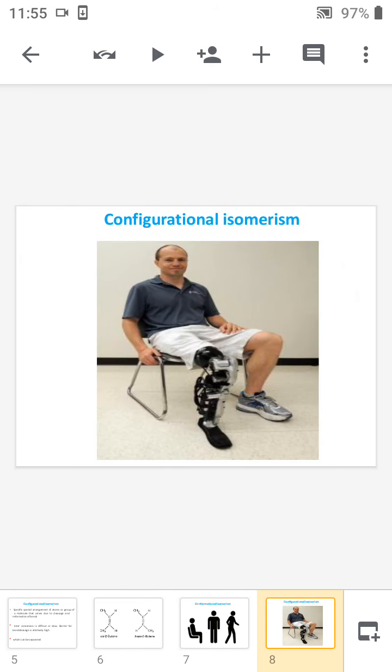And while we are discussing configuration, see here, one man is sitting in a chair and one leg is replaced by a machine. Definitely he can walk, he can sit, he can stand up, but the difference is we cannot restore his leg. So this is a simple illustration of configuration.